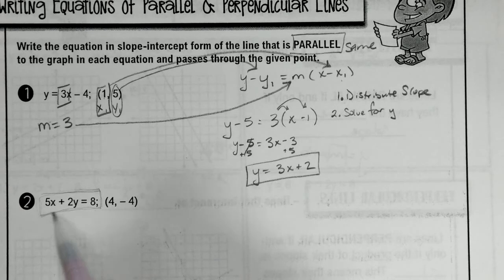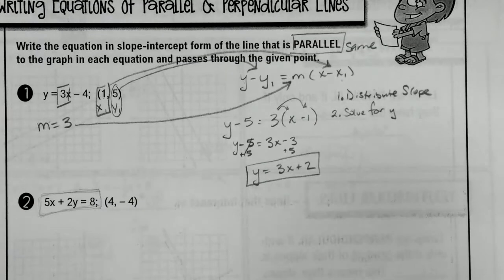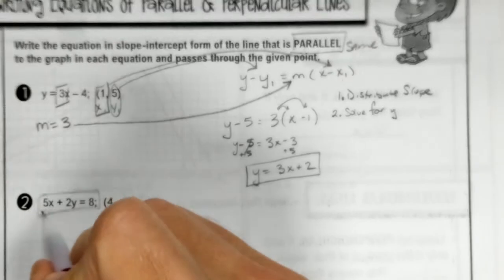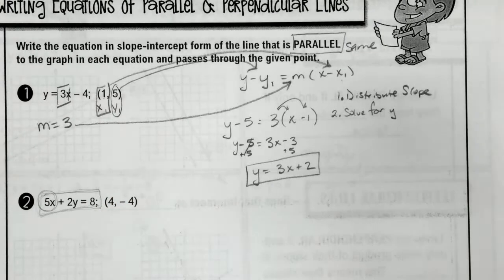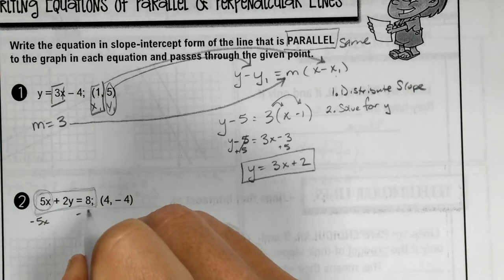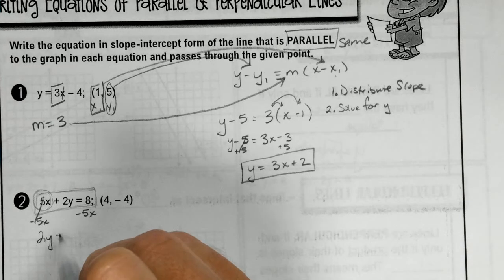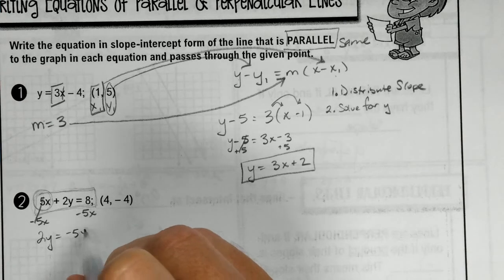Can you get your slope from that equation right now? No. Why not? Because y is not alone, so it's not in slope-intercept form. So guess what you need to do, Ryan? Solve for y. Yeah, solve for y. So I need to move this 5x. Minus 5x on both sides. Fantastic. So let's subtract 5x on both sides. That goes away. You've got 2y equals negative 5x plus 8.